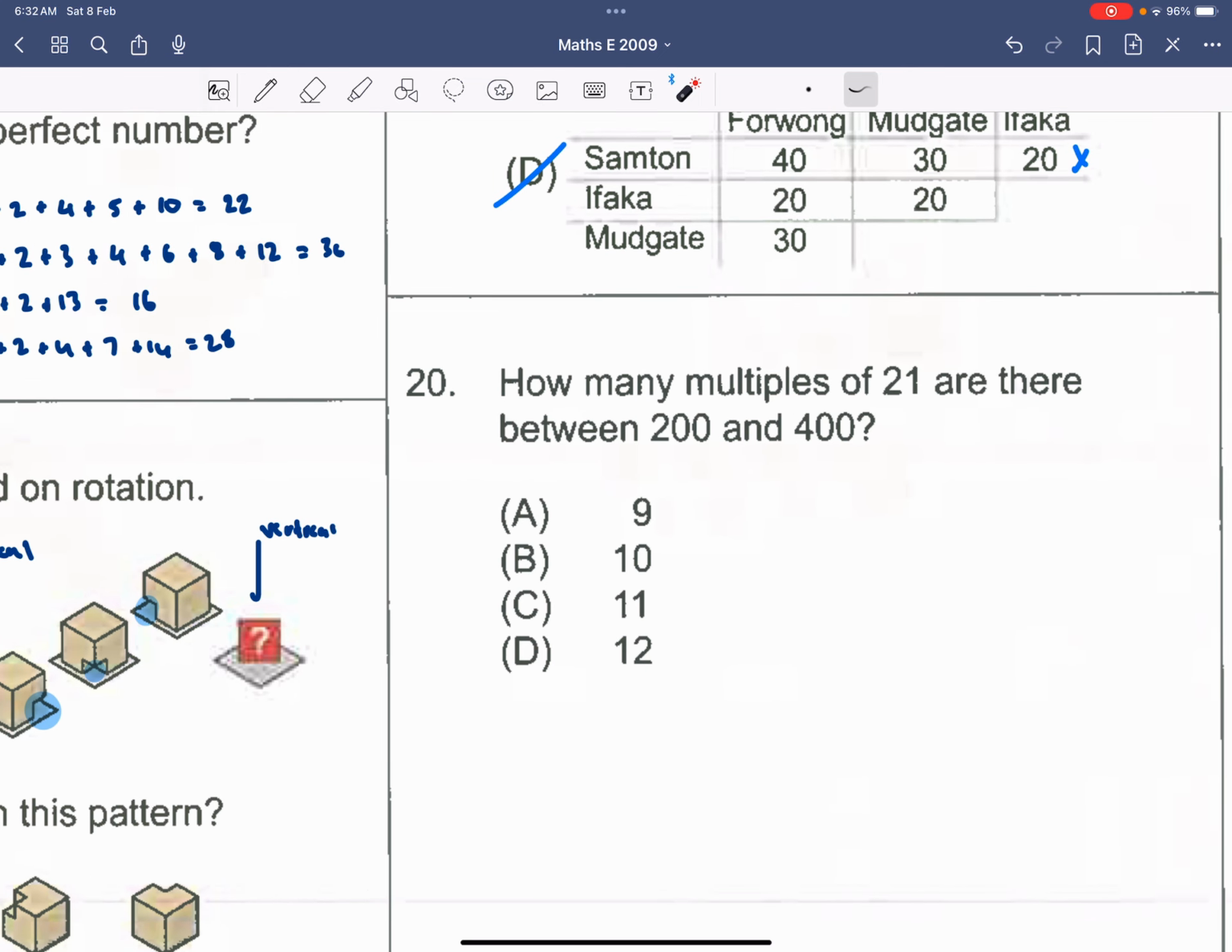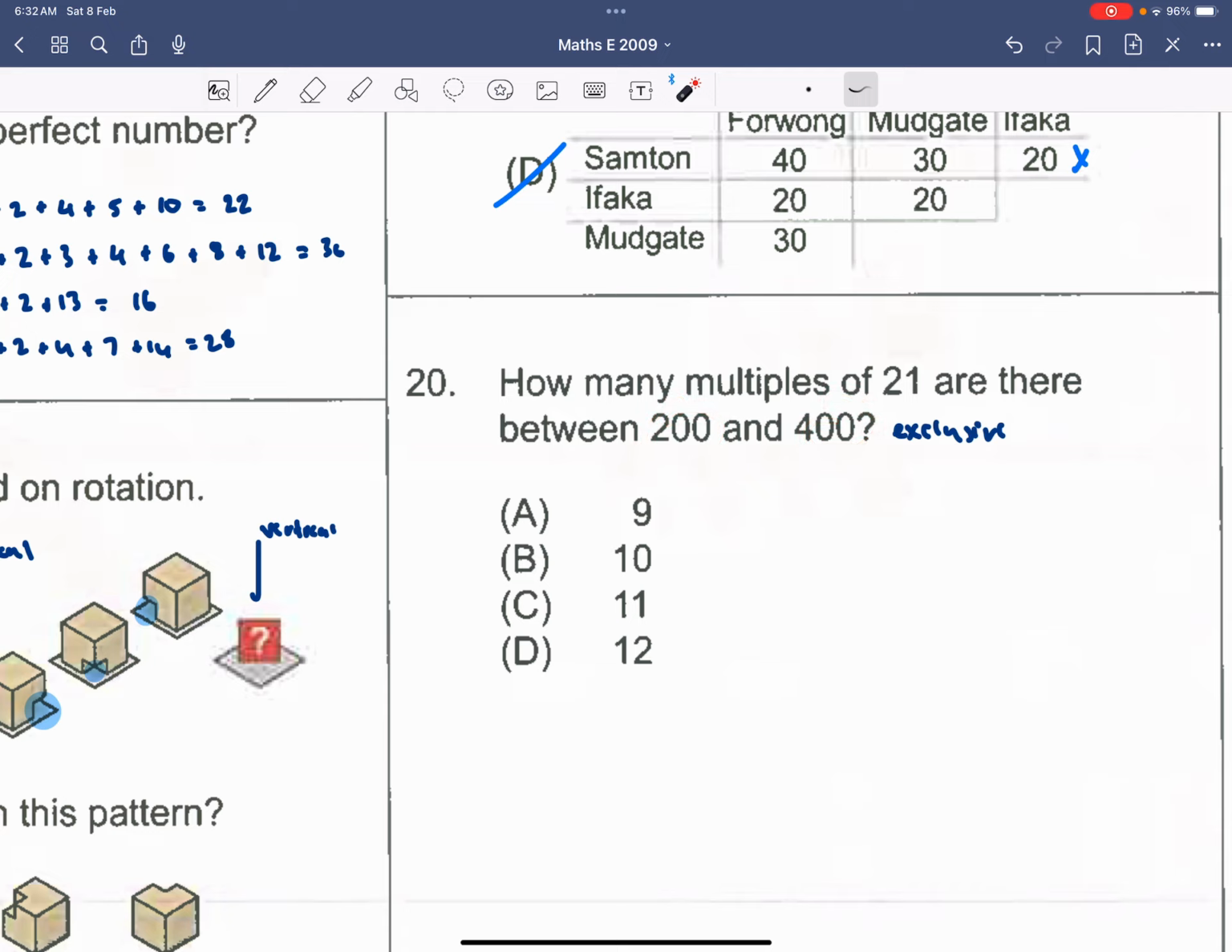How many multiples of 21 are there between 200 and 400? Now, guys, they really should say inclusive or exclusive. If they don't say inclusive or exclusive, it generally means exclusive. So we want to know the multiples of 21 between 200 and 400 exclusive. If they use the word between and don't write the word exclusive, I want you to assume it means exclusive, which means not including the 200 and the 400.